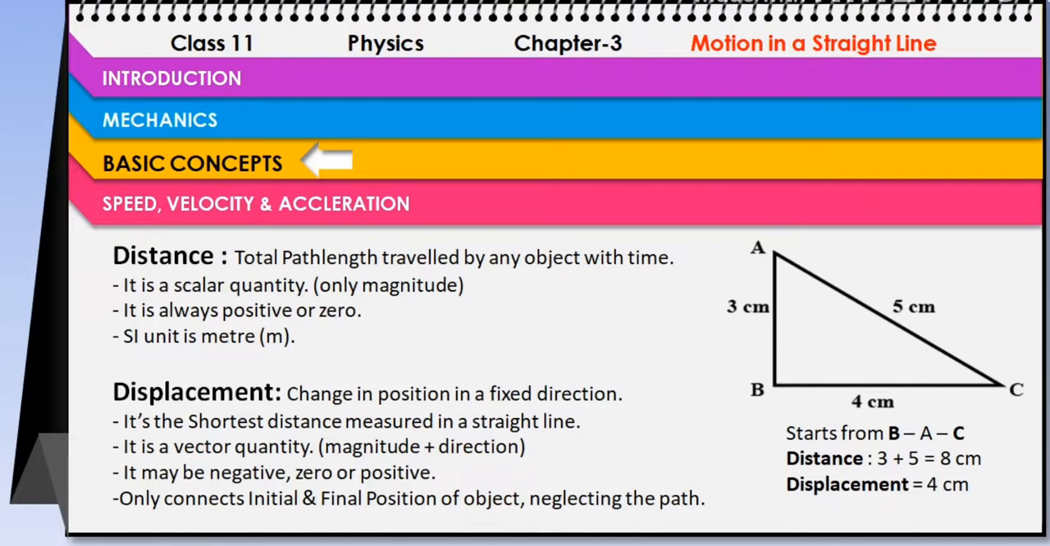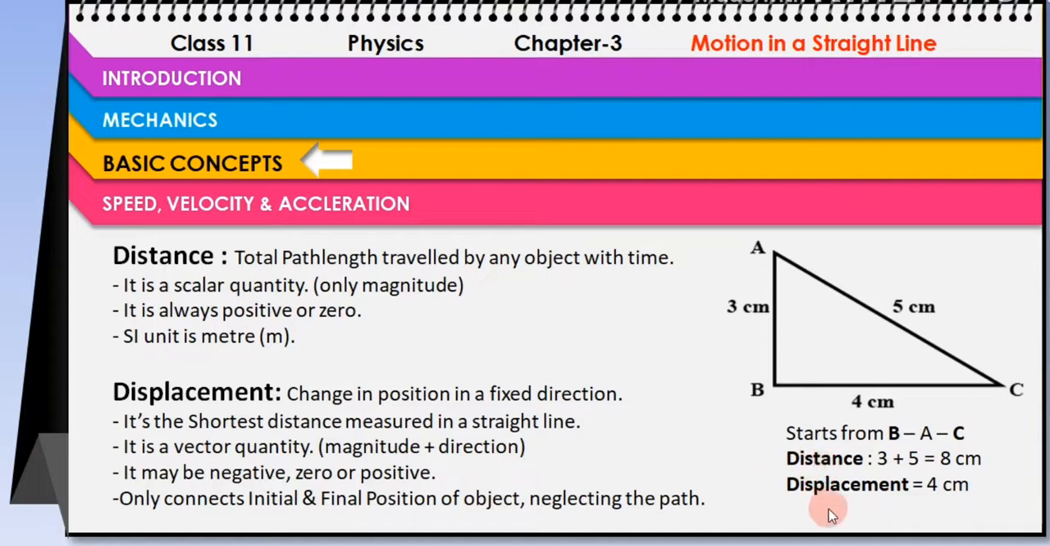Let us take an example and see this. Now see, there is an object. Suppose an object is at B, it went to A and then to C. That is why I have written B to A to C. So from B to A is 3 centimeter and A to C is 5 centimeter. So for reaching point C via point A, it needs to travel a total of 8 centimeters. So that is the distance.